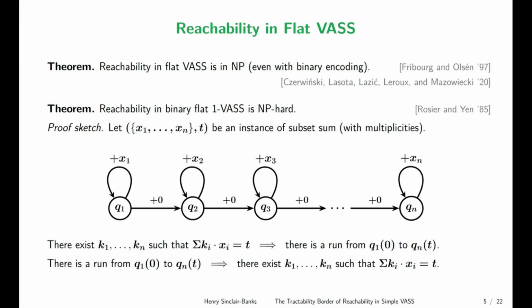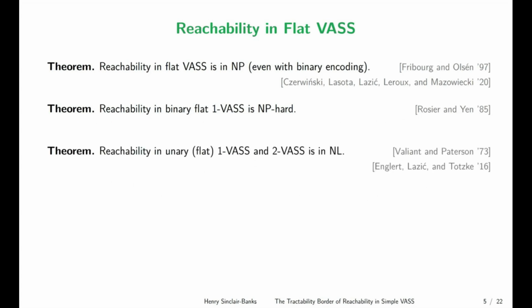I chose this on purpose for a reason that you will find out later. It's a bit cheeky, because unary subset sum is in P. Jumping the gun, you'll find out it's NL. I'm not going to show why, but we're going to study problems very close to that. Okay, that was the proof. That wasn't even just a proof sketch, really. And yeah, answering your question, reachability in flat VASS is in NL for 1- and 2-dimensional systems.